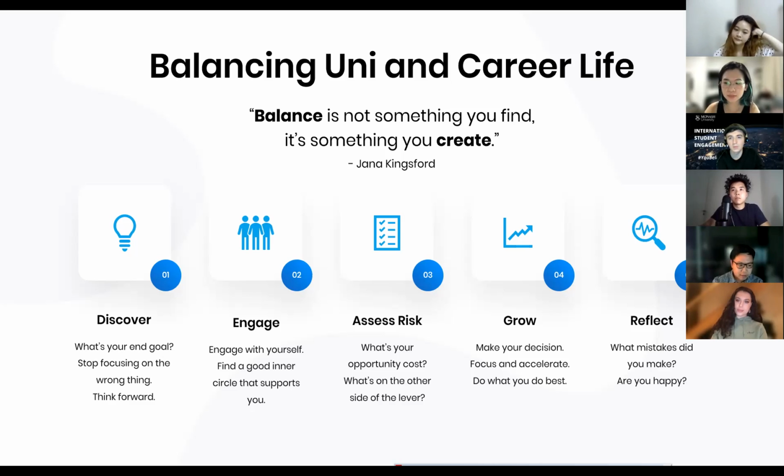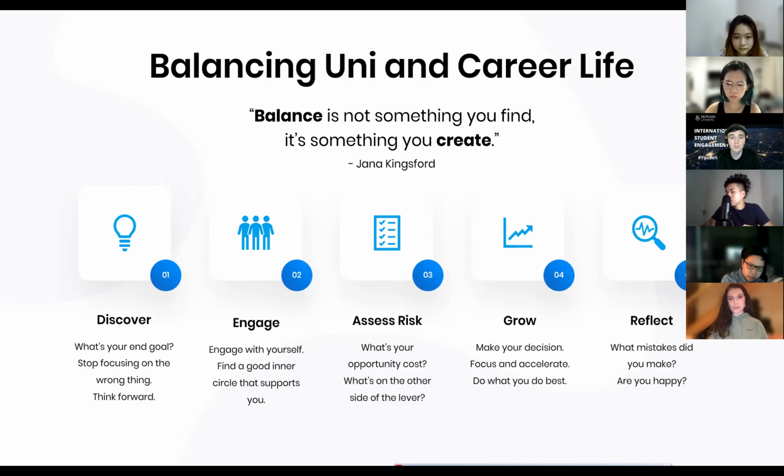The fourth step is, after I assess those risks, I'll make my decision. I'll focus and I'll accelerate. I'll do what I can do best. Then I'll grow very quickly. You can go very quickly from there. And then after that, final, and this is not final, because this is a loop. You can never stop this, because you might be discovering something new every day with your life. You might want to try something new every day. So this is not a one-off thing. This is a looping thing.